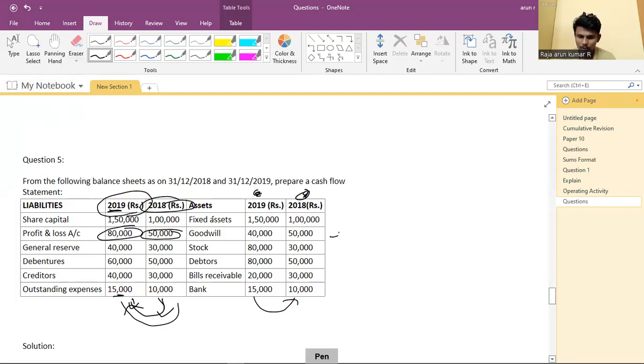Goodwill difference is 10,000, that is written off. Then fixed asset opening is 1 lakh and closing is 19,000. That difference is 50,000. If there is an increase in fixed asset, it means there is a purchase. That is an investment activity.